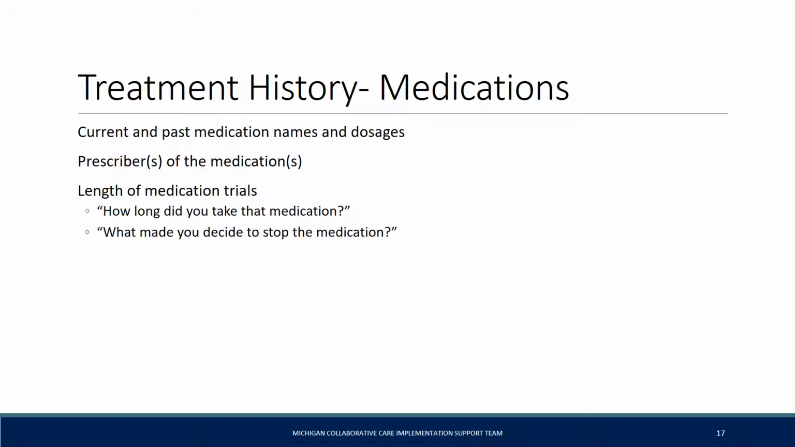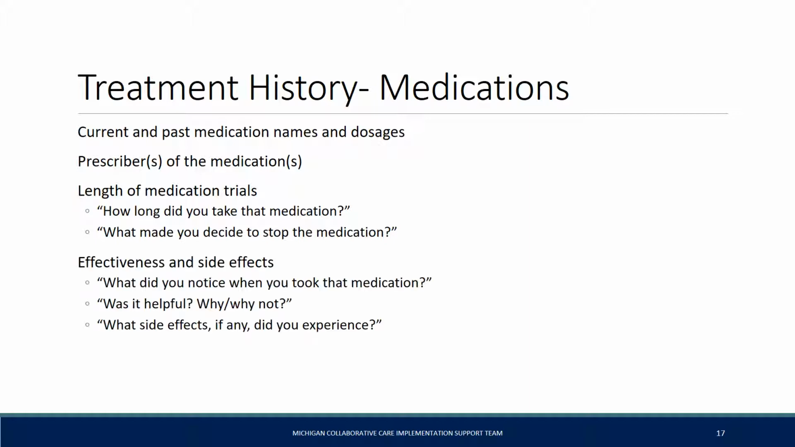We'd also like to know the length of the medication trials. This can be important to know because, for example, sometimes patients will have a long list of medications that they've taken in the past, and when we ask about how long they've been on them and what their dosages were, we might find out that they never got a full therapeutic trial of any medication. Rather, maybe they stopped the medications all after a few days because they didn't like the way they made them feel or didn't get up to a therapeutic dose. So some ways you can ask about that are simply asking how long you took the medication for, or maybe what made you decide to stop the medication.